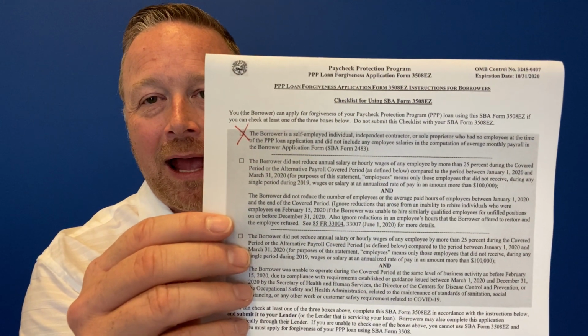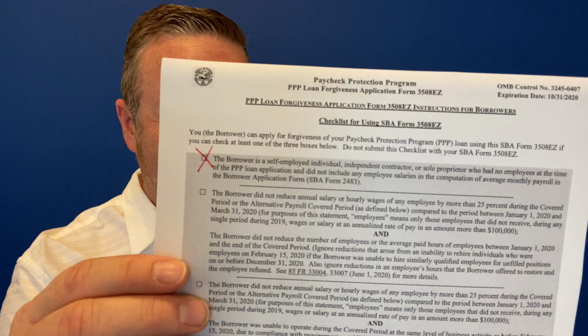So the one thing to note is that you get to fill out the EZ. I've just printed it out here for you. You get to use the EZ because you meet the classification of the first item here. This is the PPP forgiveness application instructions. It says the borrower is a self-employed individual, independent contractor, or sole proprietor who had no employees at the time of the PPP application, and did not include any employee salaries in the computation of average monthly payroll. Boom, that's you. That's the Schedule C.